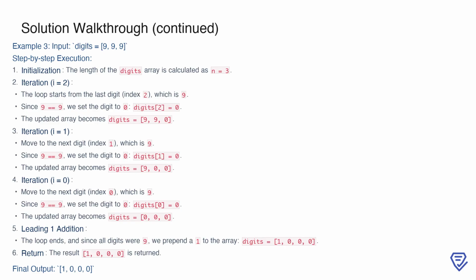At this point, all digits have been processed, and since they were all 9, a carryover remains. To handle this, we prepend a 1 to the array, giving us the final result, 1000. This updated array is returned as the output.